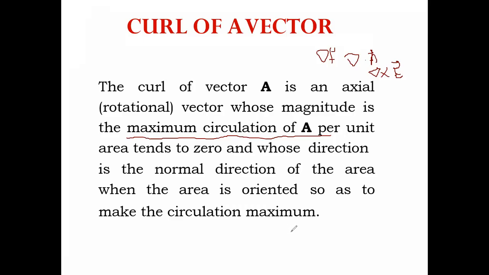If something is being moved from A to B, you have to do work. I can go from A to B by any path, like this also, like this also. But if the field is conservative, the work depends only on the initial and final position, not on the path. If it is non-conservative, then for different paths there will be different amounts of work. Did you get the point? Yes, sir. So you should know this, because later on it will come into the picture. This is giving you the circulation.